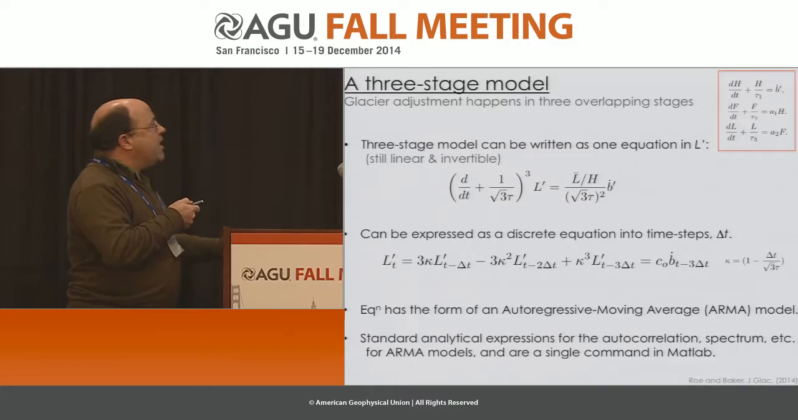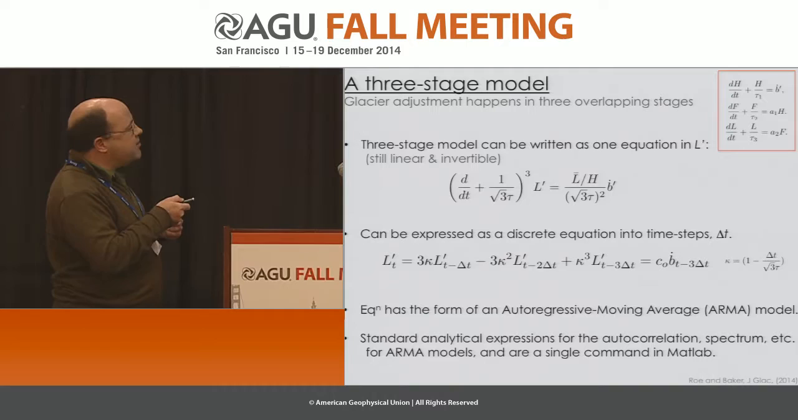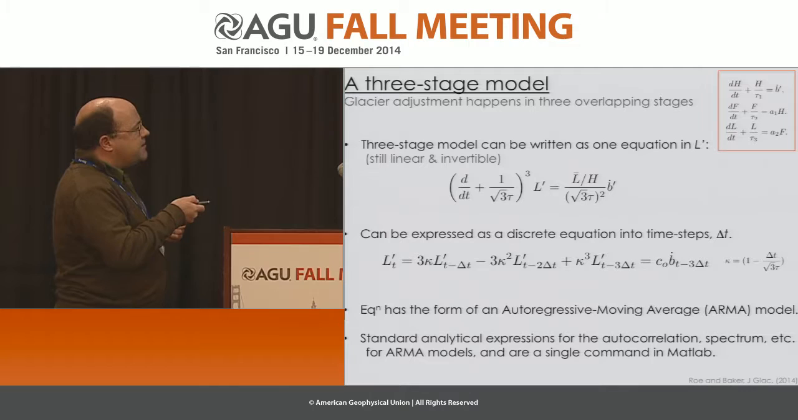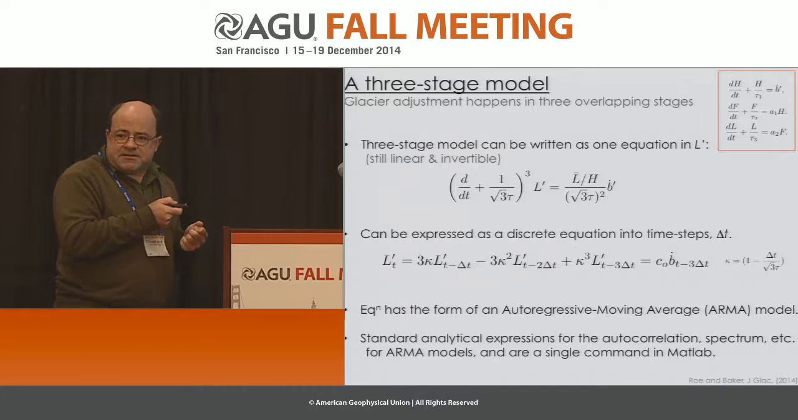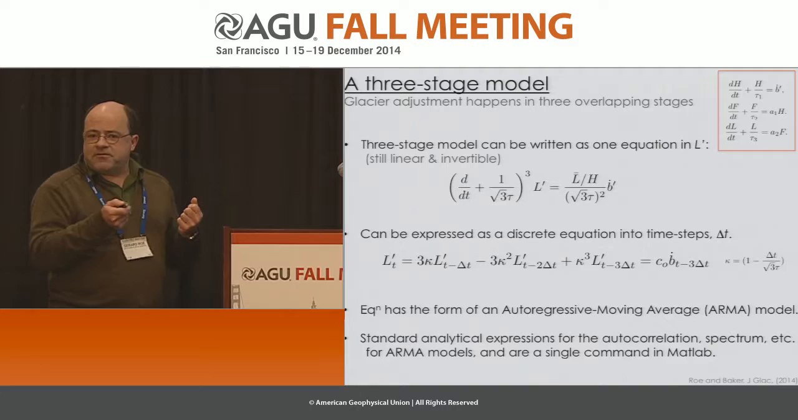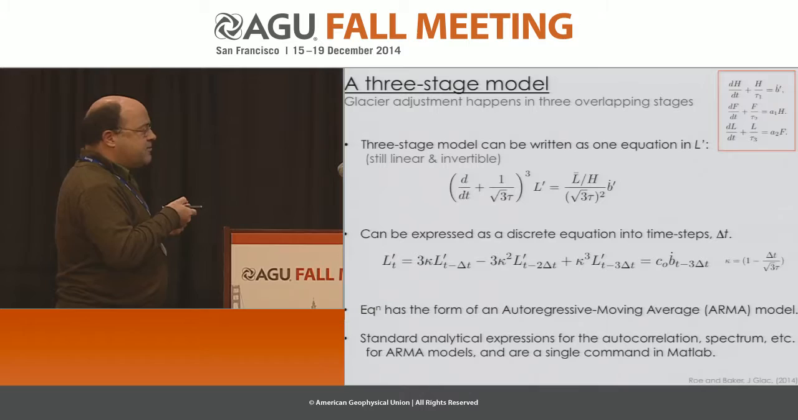Eliminate two of the variables, and you're left with a single third-order equation for fluctuations in length. Importantly, it's still linear, so it's still invertible. You can discretize the equation in time, and it has this form. This is the form of what's known as an autoregressive moving average model, in which the state at time t depends on the state at previous time steps in the integration and climate fluctuations at some previous time. This form of equation is beloved by statisticians, and the great advantage is there are textbook solutions for the shape of the spectrum, the autocorrelation function, all of the useful metrics that you want, and it's also implementable in a single line on the command line in MATLAB.